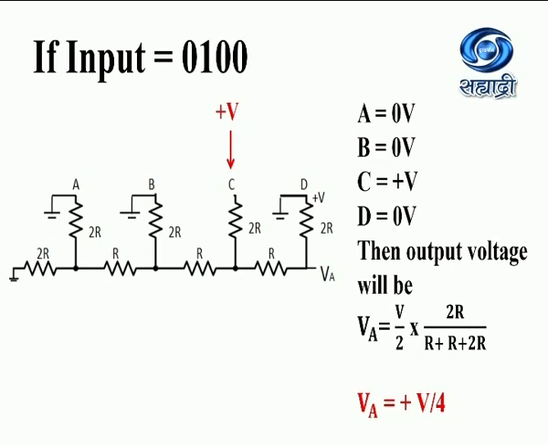So that's why we have to take V by 2 as applied voltage into 2R divided by R plus 2R. That's why we will get at the C position plus V by 4 is the output voltage.